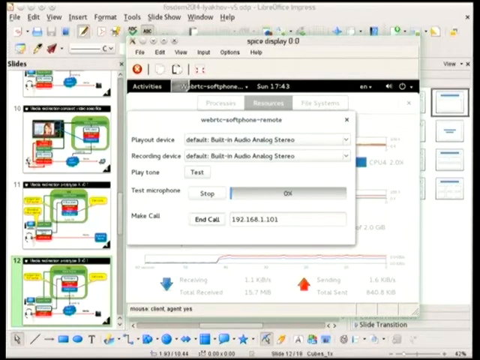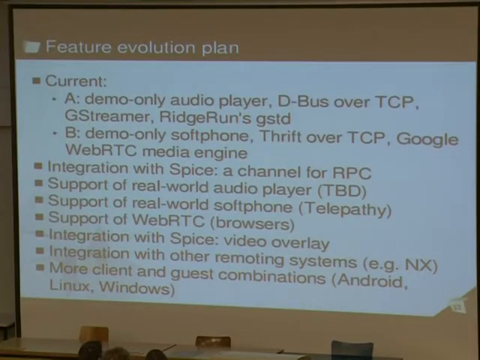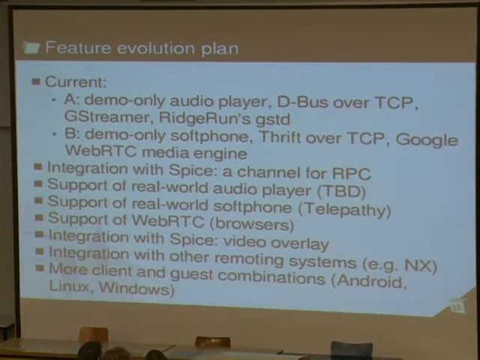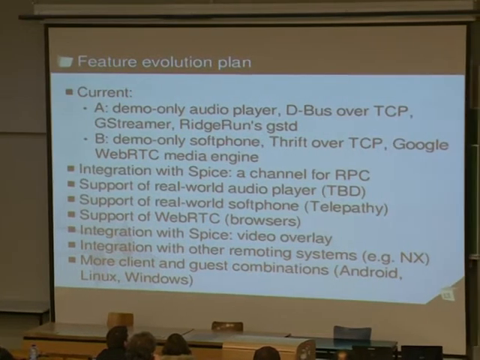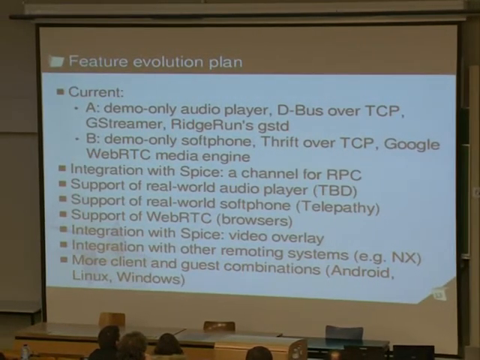Okay, so what are our next steps? Currently we have two demo-only applications, and we are going to integrate them with Spice. This is the next major step. And also, the next step would be integrating with some real-world GStreamer-based audio player, and then some real-world soft phone. For example, probably we will go with the Telepathy framework and soft phones based on it. It is already dbus driven, so probably we would not need to do all this stuff with our own, without implementing any stubs, probably.